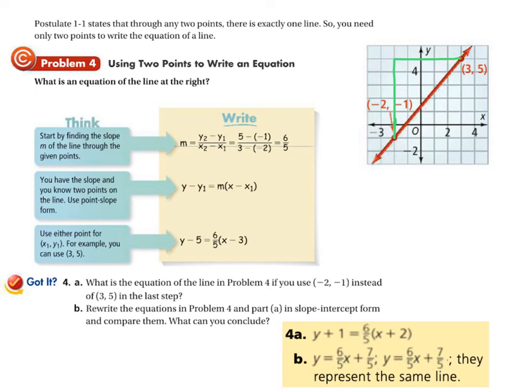Now, if you are struggling with how to write this into slope-intercept form, I'll tell you here, and you can ask me during office hours if you want. You're going to distribute this through, multiply that and that both by 6 over 5. And then once you have that, you're going to add 5 to both sides to undo that. So it says y equals something x plus or minus something. And in fact, what they have written in answer B is what you would get.